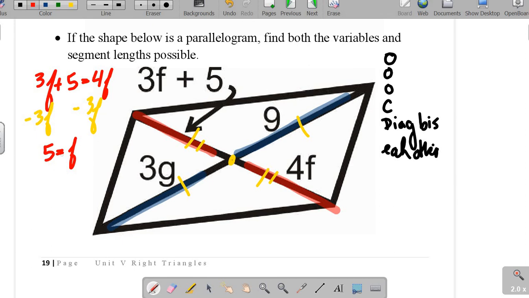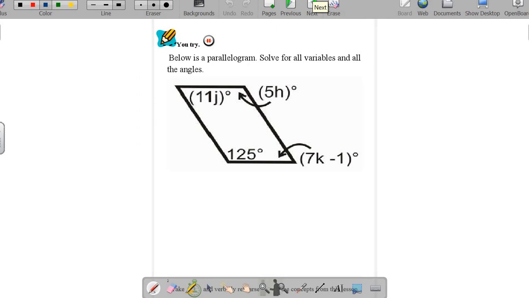So we just found that F is 5, and if I do 3 times 5, that's 15, plus 5, that gives us 20. 4 times 5, 20, that's like your little check. Yes, it works. Come over here. G equals 3, that would make this 9 and that 9, and there's your check. This one you're going to do on your own. You're to solve for all variables and angles. Pause the video. Do this on your own.